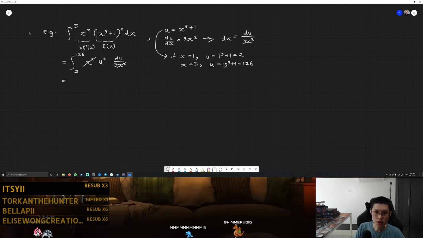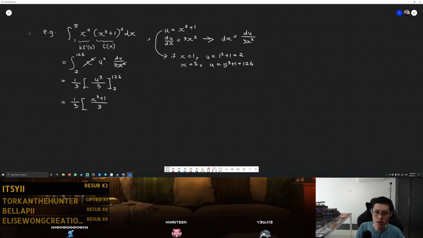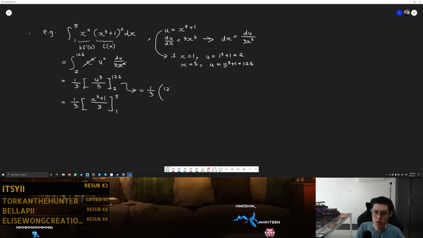And then you integrate this normally. You're going to factorize out the constant here, and then this is going to give me u cubed over 3, and then 2 to 126. Like so. Alternatively, what you can do is you can change this back to x, which means you would get x cubed plus 1 over 3, which means your limits, you have to change it back to the old limits, so you get 1 to 5. But in both cases, you would get the same answer. So since you've already changed the limits, it's easier to just do this, which means you're going to get 126 cubed.